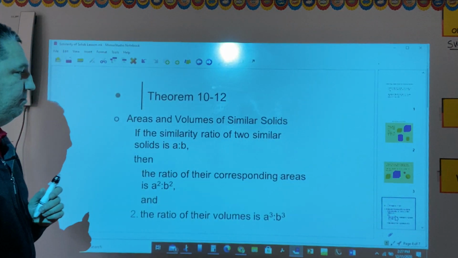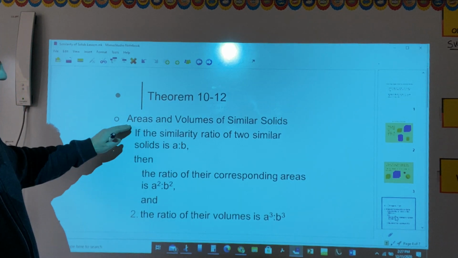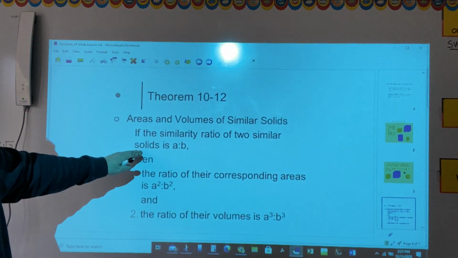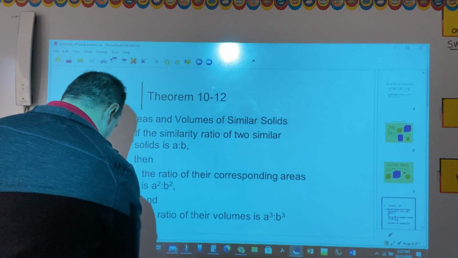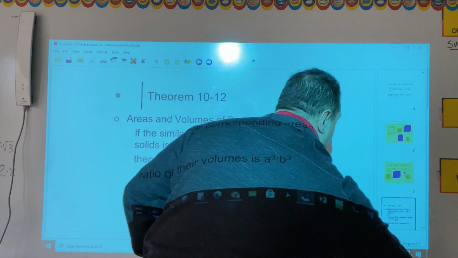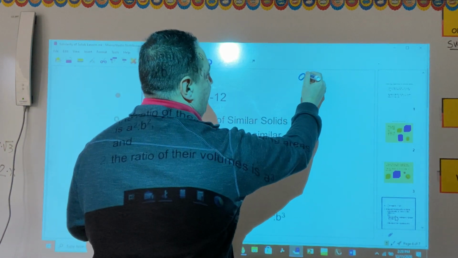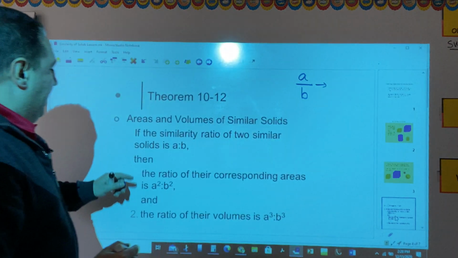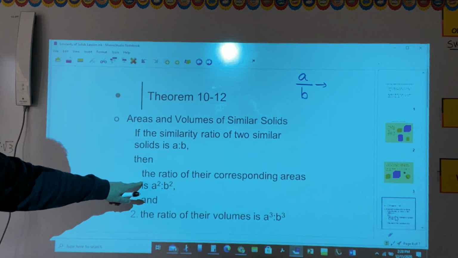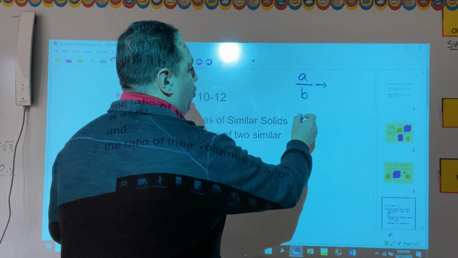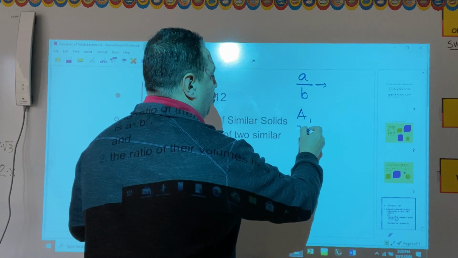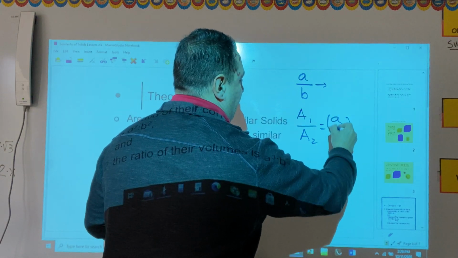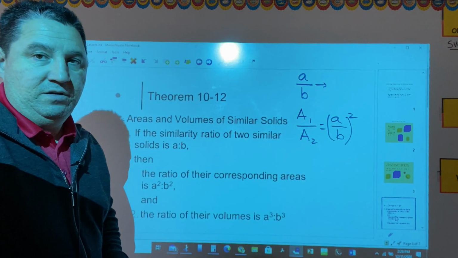We have a theorem that states: if the similarity ratio of two similar solids is A to B, then the ratio of their corresponding areas is A squared over B squared, or the square of the similarity ratio.